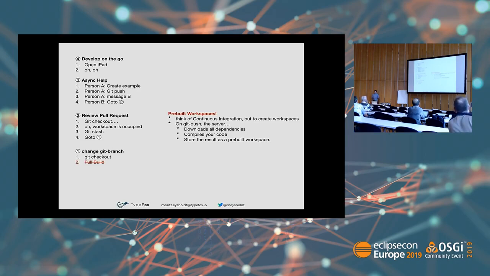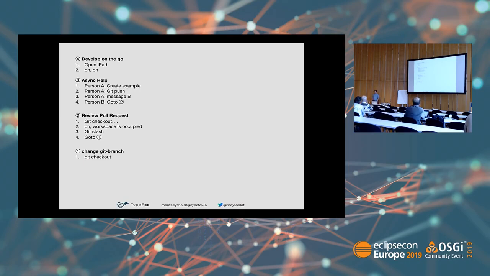So just think of, if you do a Git push, then the server gets notified, and the server does a Git clone, and then runs your build. I don't know, Maven compile, download all the dependencies, and then stores the pre-build. And when somebody later wants to open a workspace on that Git branch, then there's already a pre-build, and you can just open the pre-build and don't need to compile again. So we can get rid of full builds, or at least we can eliminate the need to wait for full builds.